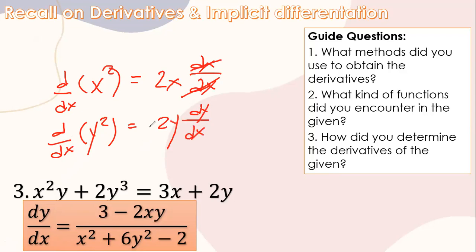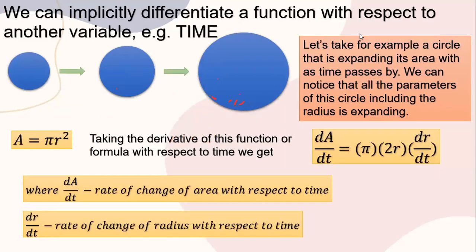Since, again, we are getting the derivative with respect to x, but iba yung variable niya. Okay? So dy over dx is defined as the rate of change of y with respect to x. Okay? So that is the instantaneous change in y with respect to x. So we have here, for example, we will be differentiating a function with respect to another variable naman, which is the time. Okay? So dt ang isusulat natin.